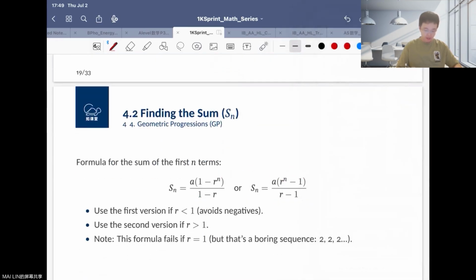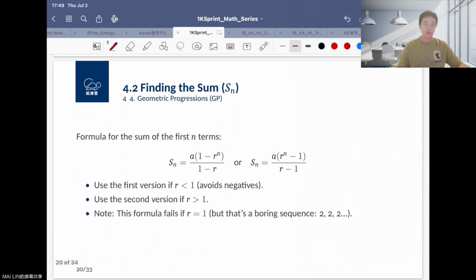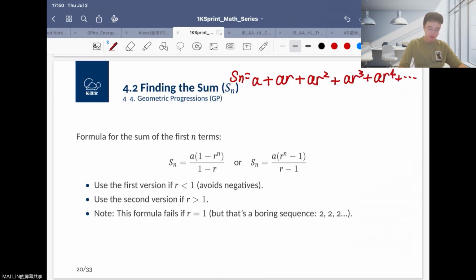And also, let's try to understand the sum of the first n terms. Sn equals the first term a, plus the second term ar, plus the third term ar squared, plus the fourth term ar cubed, plus the fifth term ar to the fourth, and so on, until the last term, which is ar to the power of n minus 1.